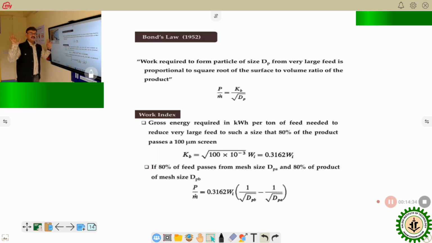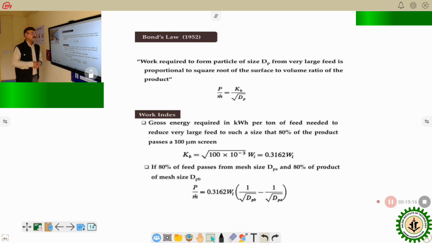The feed size may be large, but the product size will be 100 micrometers. 80% of the product will pass through a 100 micrometer screen. That means we can consider that the average size of the product will be 100 micrometers. So if 80% of the feed passes through a mesh size dpa, and 80% of the product passes through mesh size dpb, then this Kb can be utilized for calculating the power requirement, that is P by m is equal to 0.3162 Wi into 1 by.